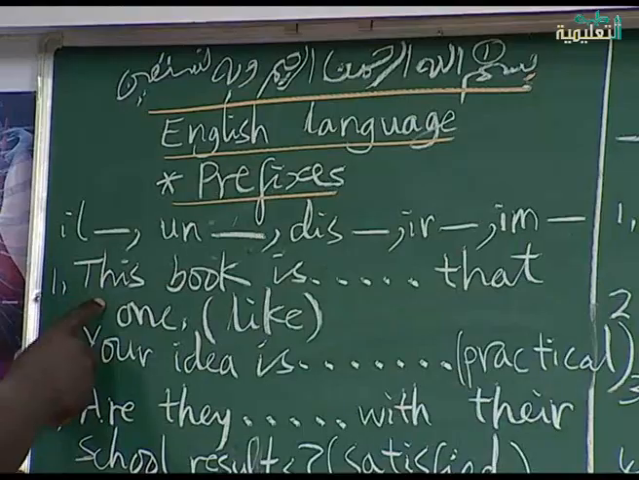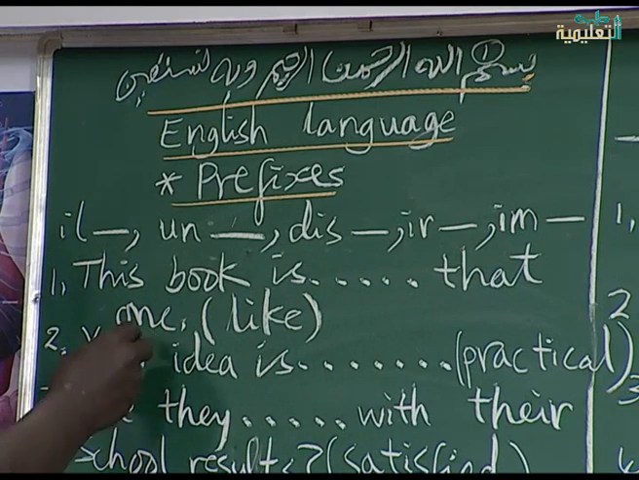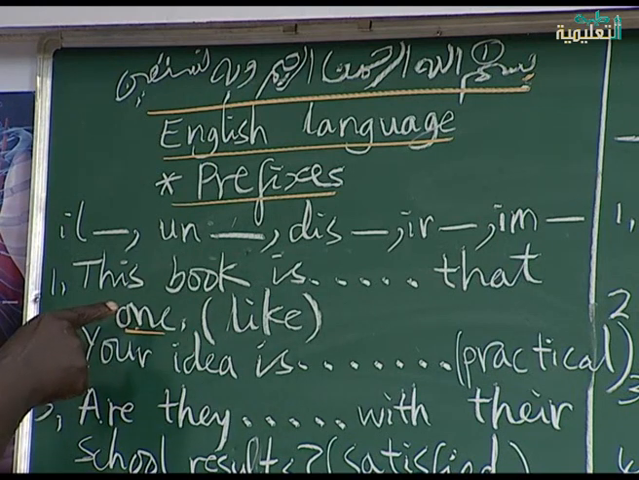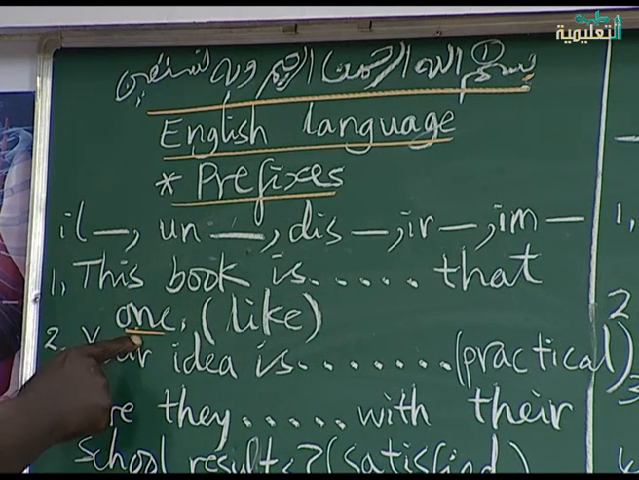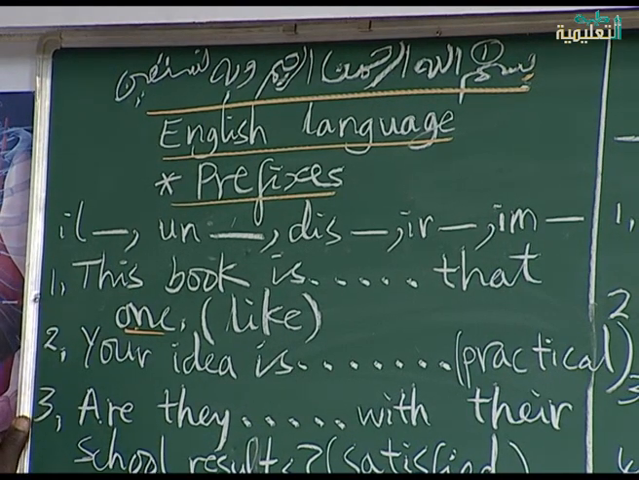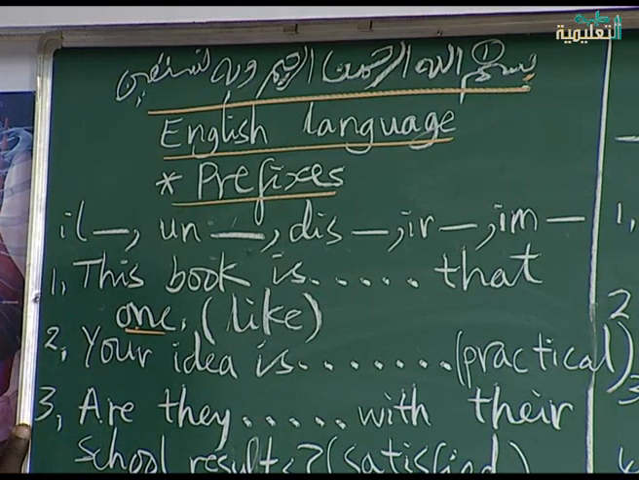Number 1, for example: this book is dash that one. Of course, "one" here refers to book. This book is dash that one. Instead of saying that book, we say that one. The pronoun one refers to book. The word given between two brackets is "like". You have to be very careful.